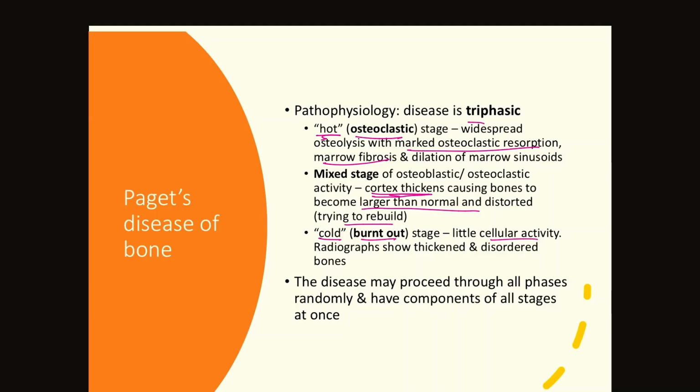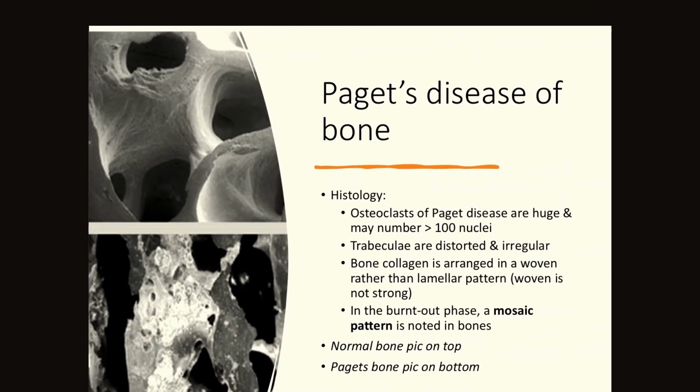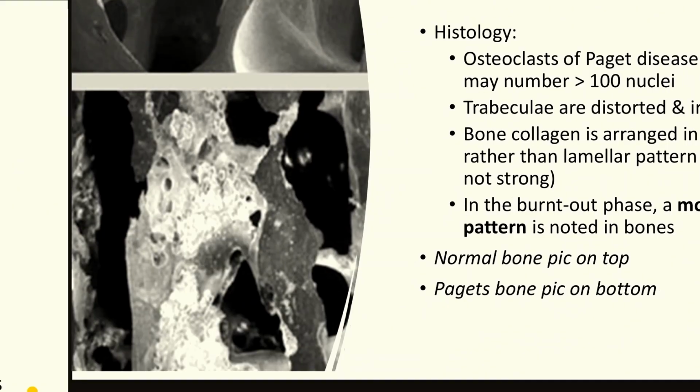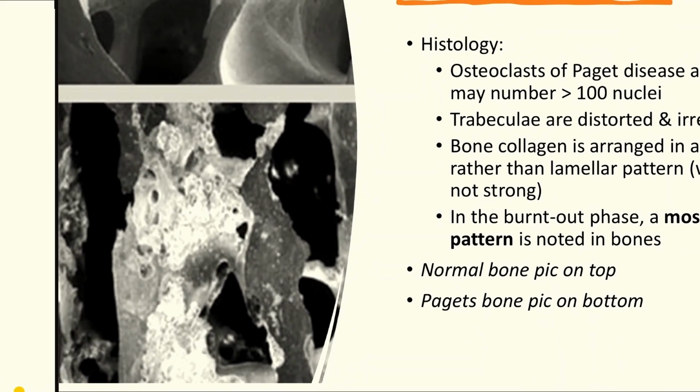The disease may proceed through all phases randomly and have components of all stages at once. So it's not like it only goes from hot to mixed to cold. They can have all three going on. Maybe just one is enhanced at this point in time. But those are the three different phases that are going on. So here we're looking at the trabeculae. You see how nice and clean the top one is? And then look at the bottom one. Obviously that bone's going to be very weak now. Not nice, clean, laid down.